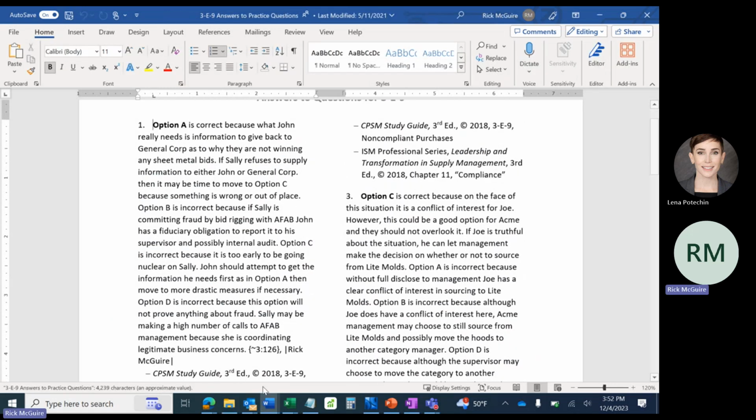All right, number 1 is Alpha. What John really needs is information to give back to General Corp as to why they are not winning any sheet metal bids. If Sally refuses the information to either John or General Corp, then it may be time to move to option C.